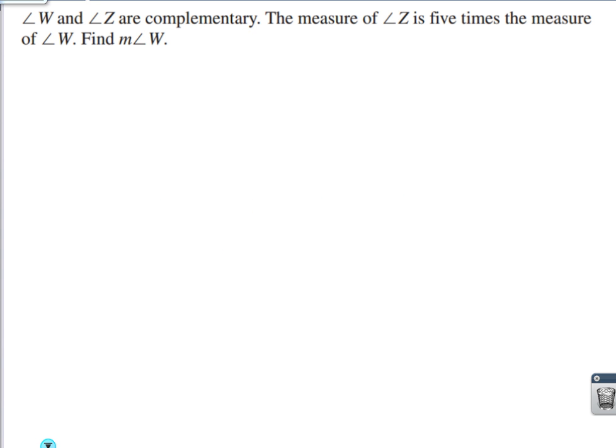So therefore, you have two angles, W and Z, that are complementary. Now, there's something else special about W and Z. Angle W and angle Z. It says the measure of angle Z is 5 times the measure of angle W. So take that in. Claudia, so which one's bigger? It says the measure of angle Z is 5 times the measure of angle W. Which one's bigger, Claudia? Z.